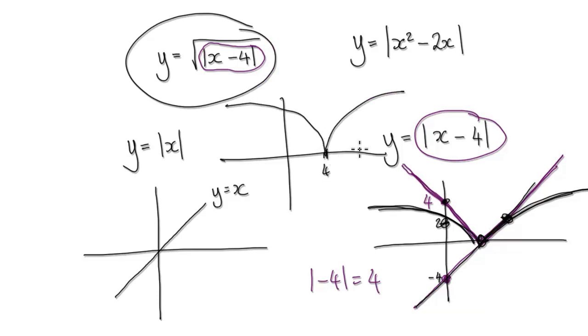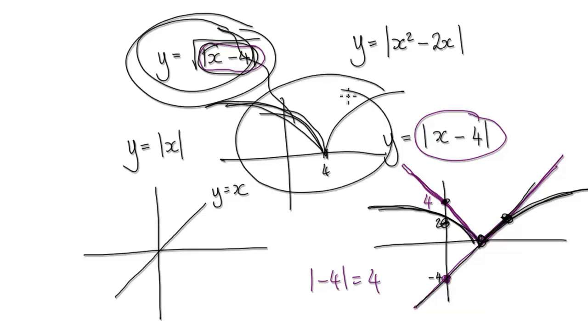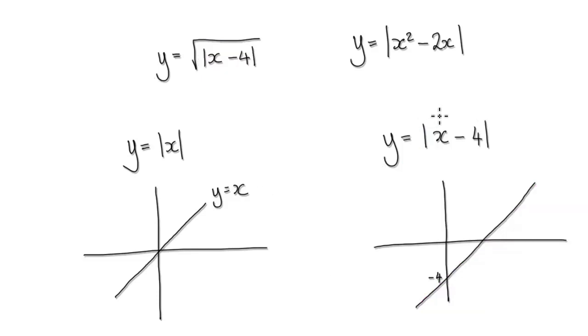It's like a square root graph, but then you can go into the negative realm, because when you take the absolute value of the negative, it becomes a positive. So this graph will look like this. Okay, so now let's take care of this one here.